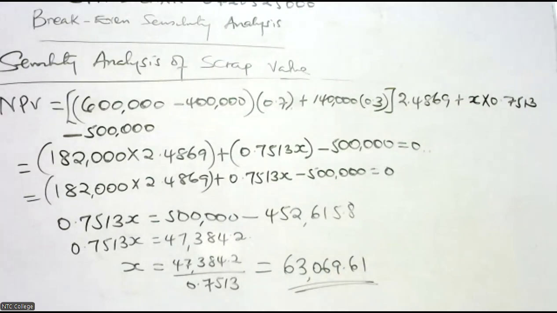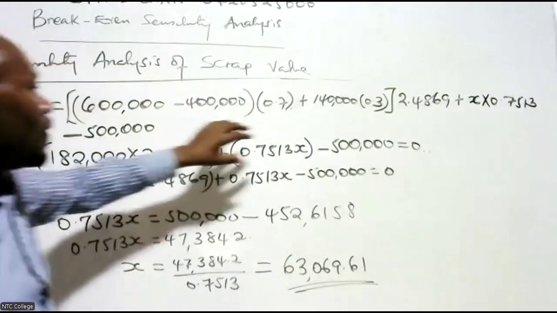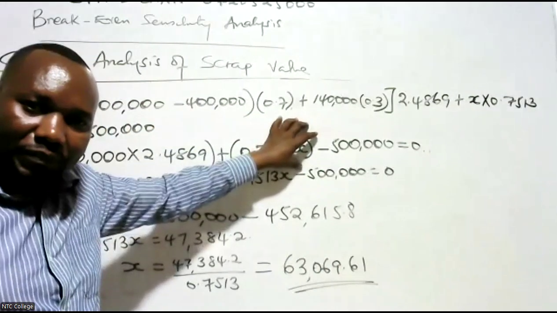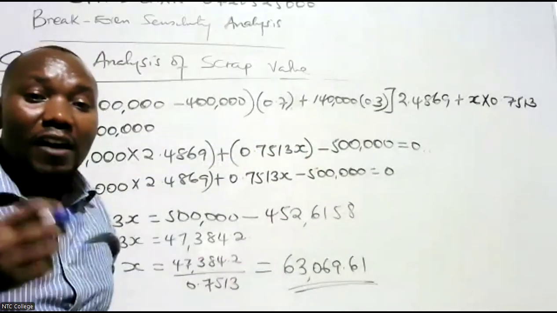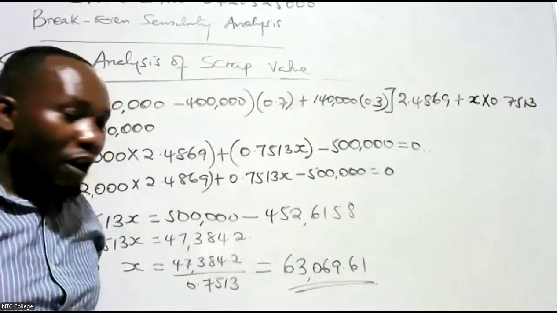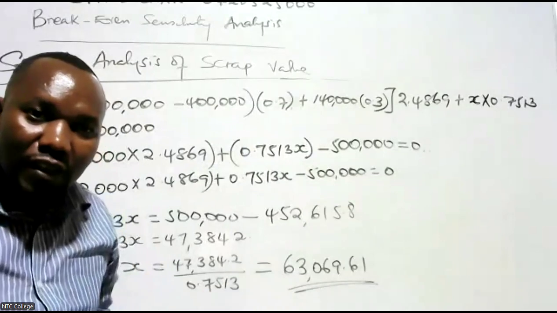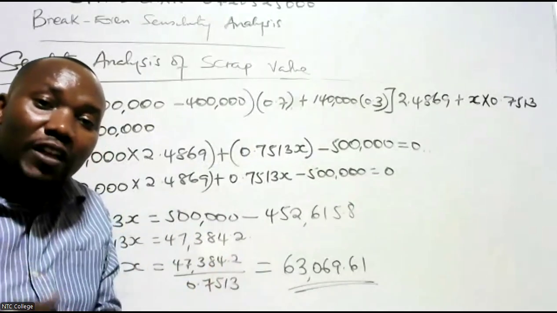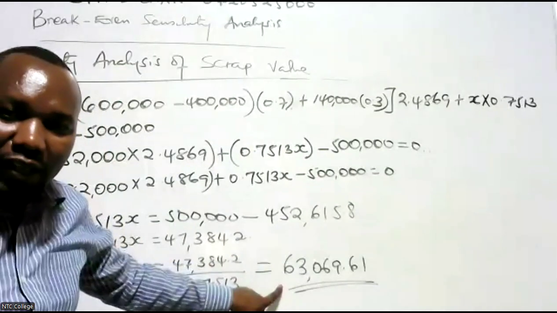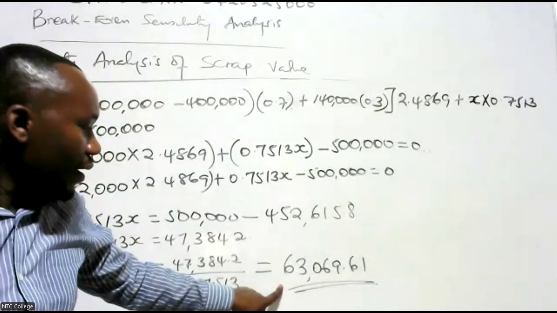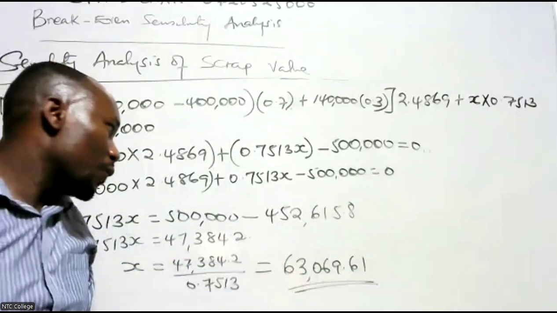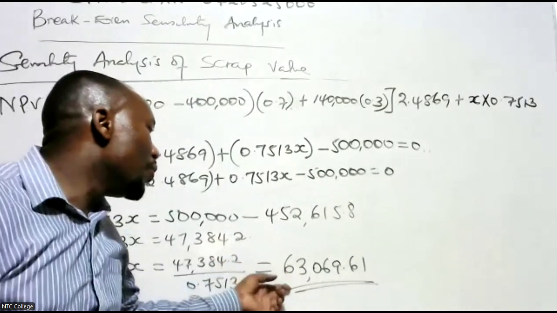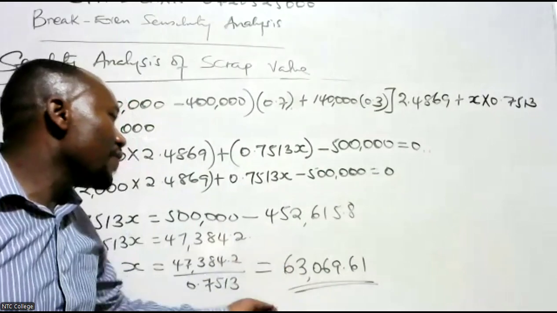Remember that the scrap value was money that is coming in. The money was supposed to come in 80,000, but that would make us have a profit of 12,000. But now if you want to have no profit at all, zero NPV, then it means that the scrap value can now be sold at a lower price. So we sell it at a lower price, which is 63,069. Now, this is the new scrap value that can give us zero NPV.